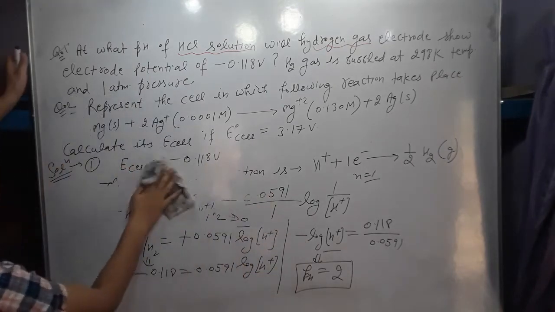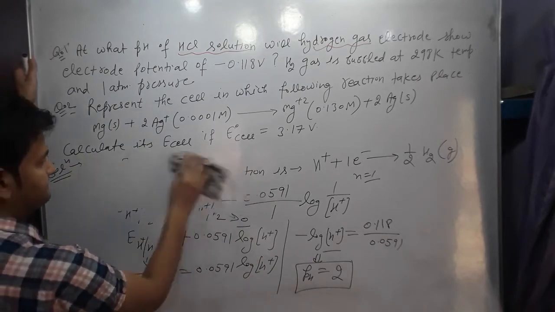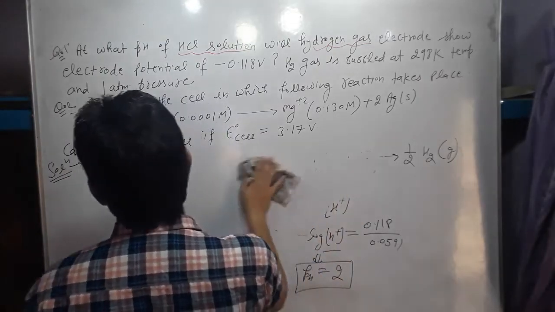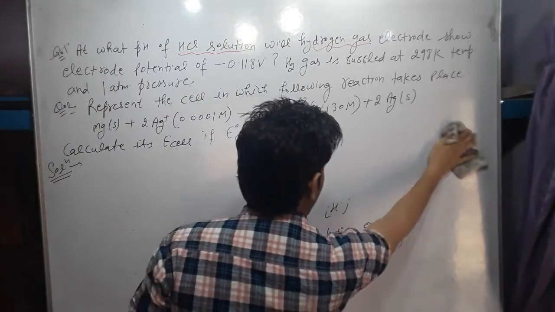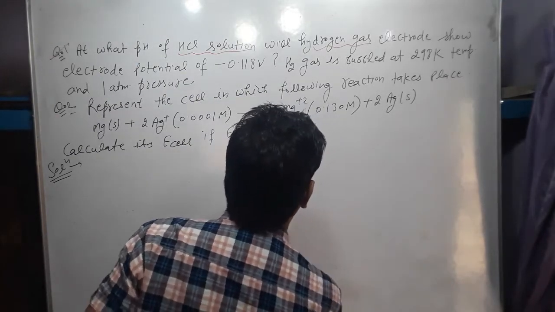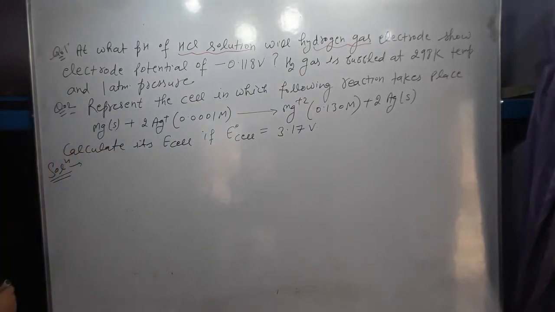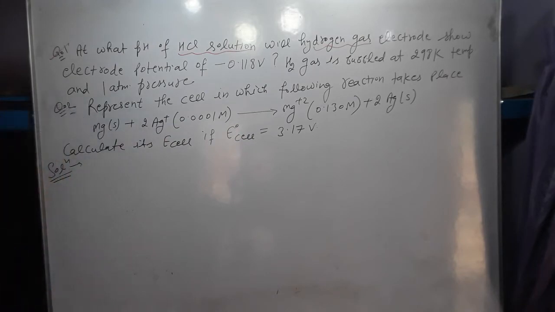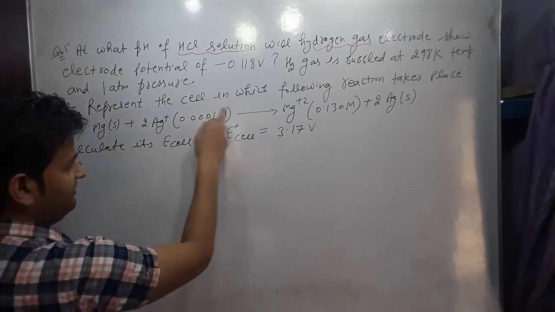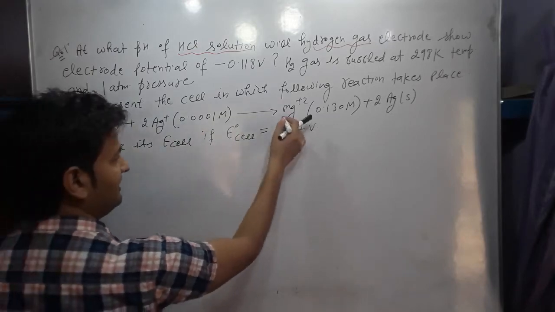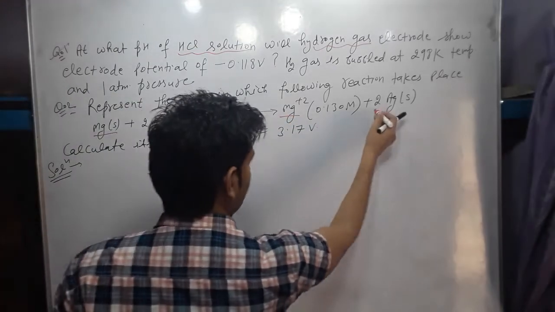Next question. The next question is to represent the cell in which the following reaction is taking place. We have been given a cell reaction, and we have to represent it in the form of a cell. Magnesium will undergo oxidation, converting from magnesium to magnesium 2 plus ion, and silver undergoes reduction.